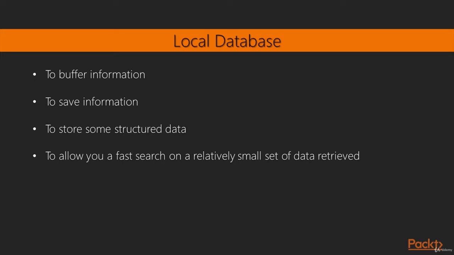Usually, mobile apps read or write data using the network. In many cases, however, you need local storage to save your data. A local database can be useful for a number of things: to buffer information while the internet connection is not available; to save information that will be realigned on the central server when back at the office; to store some structured data; to allow you a fast search on a relatively small set of data retrieved from the central databases and stored on the device. In all these cases, you have to handle a database. This video will show you how to do it.